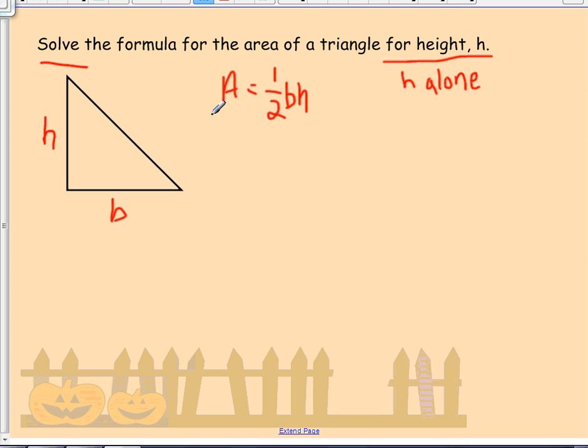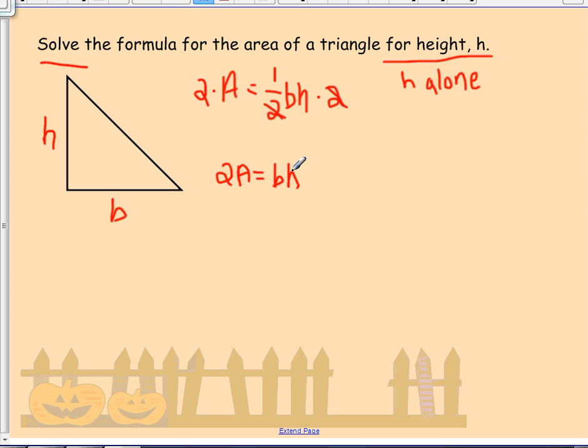So we're going to take this problem right here and we're going to get it so h is by itself. The first thing we need to do is get rid of this half. So I'm going to multiply each side by its reciprocal, which is 2. Then that half goes away, and I'm left with 2 times the area equals base times height, or b times h.